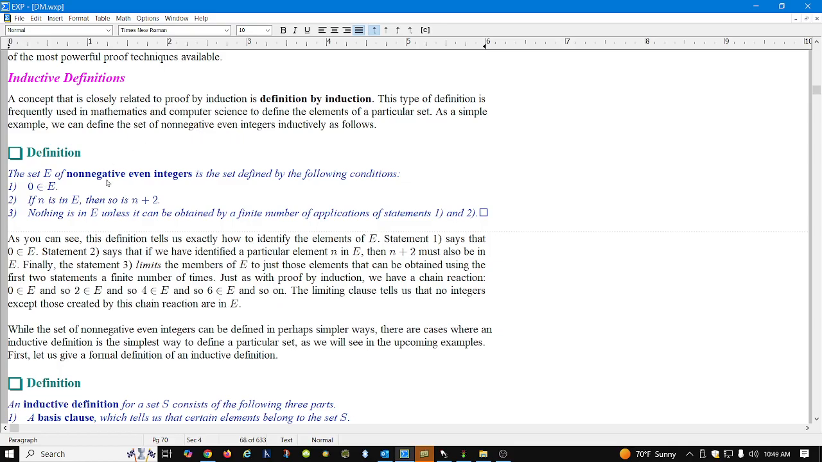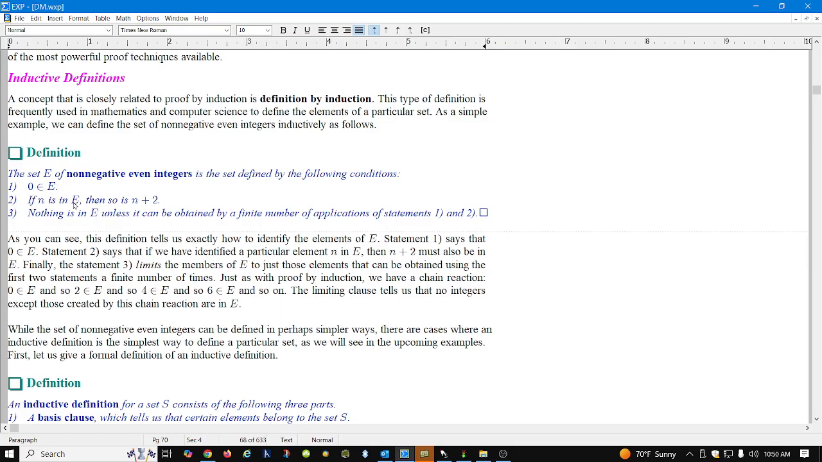The set E of non-negative even integers is the set defined by the following conditions. 1. 0 is in E. 2. If n is in E, so is n plus 2. 3. Nothing is in E unless it can be obtained by a finite number of applications of 1 and 2. So what's going on here? Well, the first statement says that 0 is a non-negative even integer.